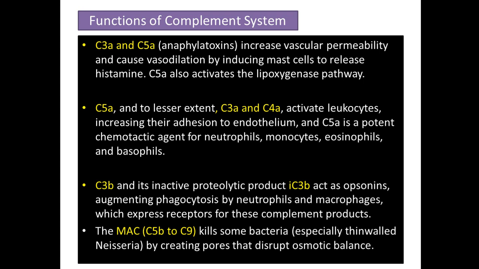And C5a itself is a potent chemotactic agent. It induces chemotaxis, in which it induces the directional movement of the inflammatory cell toward the attacking agent or bacterium. iC3b, which is a precursor form of the C3b, along with the C3b, act as strong opsonins. And C5b to C9 form the membrane attack complex.